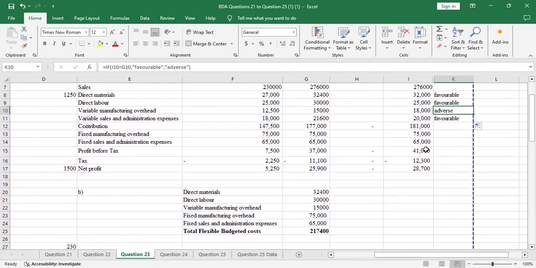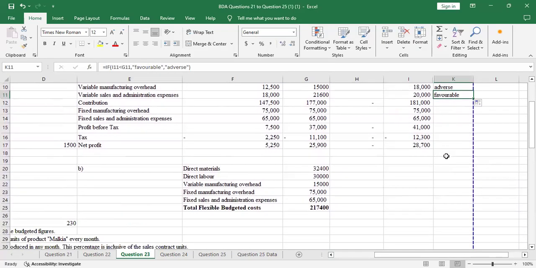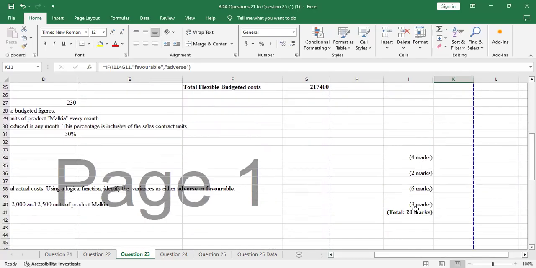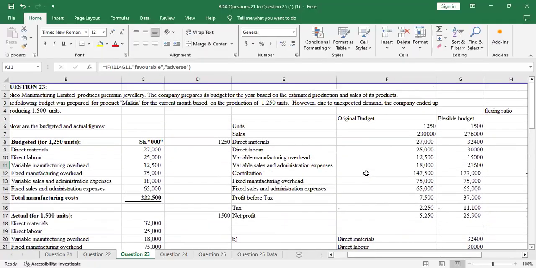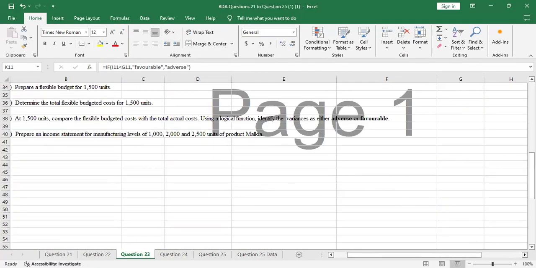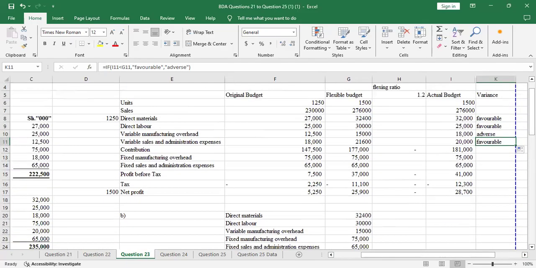For these other values, the fixed ones, they remain the same. So there was no variance at all. So that's how you are supposed to do that part and get your 6 marks. You just use the logical function. In this question, if you don't use the logical function, then you won't be right. Yes, you can analyze that it is favorable, but you are told to use the logical function. So use the IF function to get favorable or adverse.